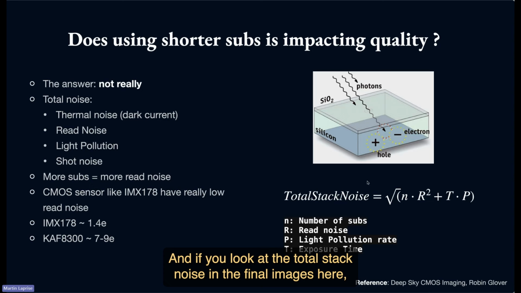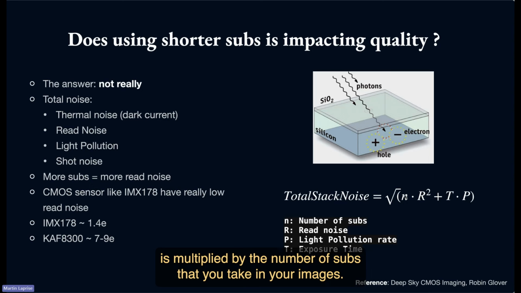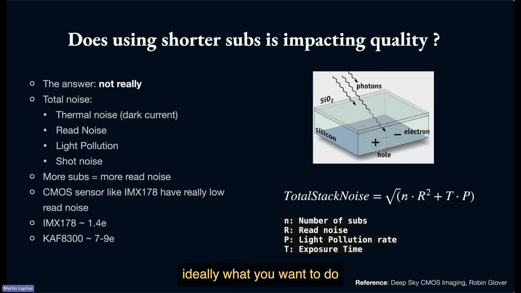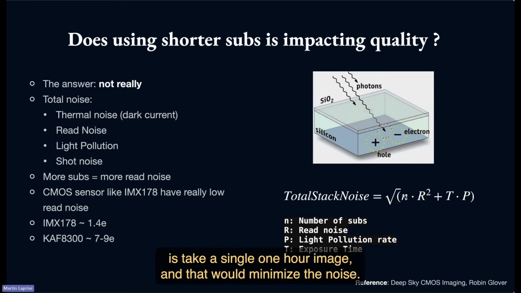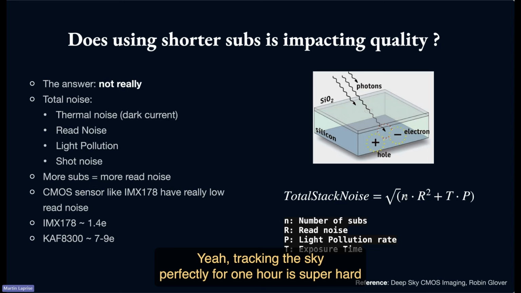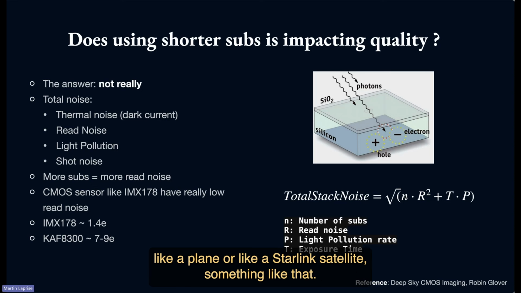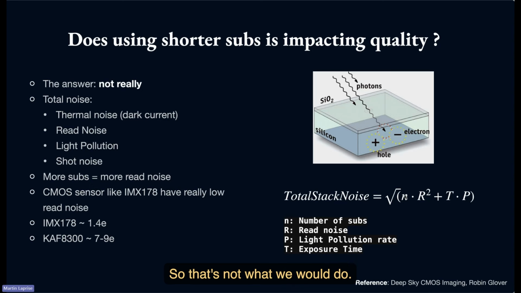And if you look at the total stack noise in the final image here, you can see that the read noise is multiplied by the number of subs that you take. So ideally, what you would do is take a single one-hour image, and that would minimize the read noise. But as you know, it's not super handy to do that. Tracking the sky perfectly for one hour is super hard, and you just increase your chance of having some defect in there, like a plane or a Starlink satellite, something like that. So that's not what we do.